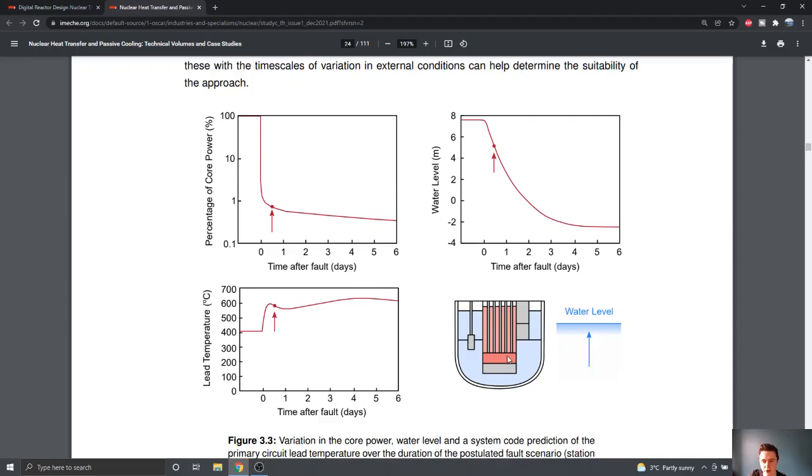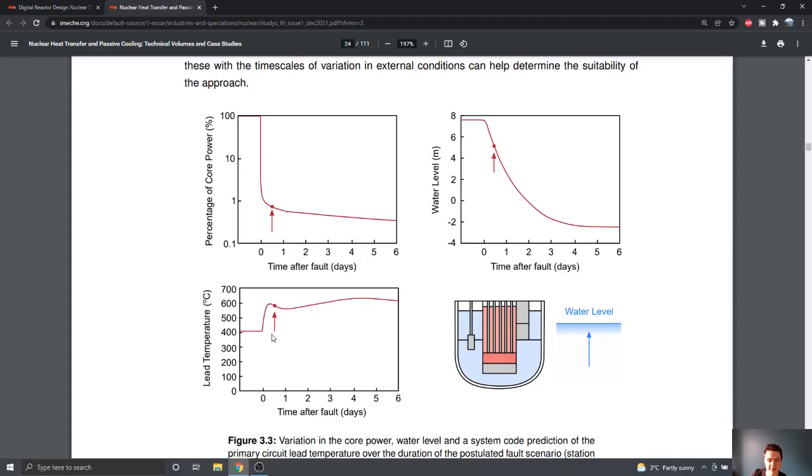So this is what the core is doing. We can think the core is no longer really hot, it's dropped down and it's a lot cooler now, but it's still giving off quite a lot of heat. And what's going to be happening to the lead temperature, so the lead being the coolant temperature around the primary circuit?